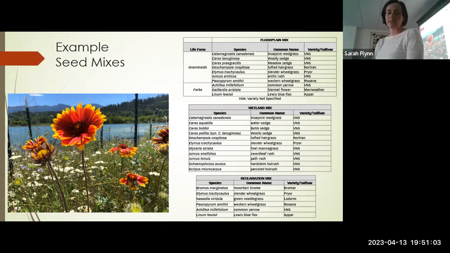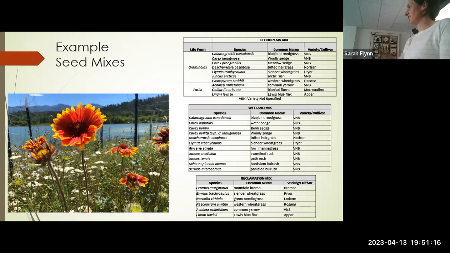But some of the common grasses that we use are blue joint reed grass, tufted hairgrass, streambank wheatgrass. We'll include some Arctic rush. Tends to be a really good one for kind of the wider variation of hydrology. Some of the wetland species that we would include would be like a water sedge or a bed sedge, like the woolly sedge too. That one seems to come in pretty well. Mountain brome is also a good grass that I see established pretty well.